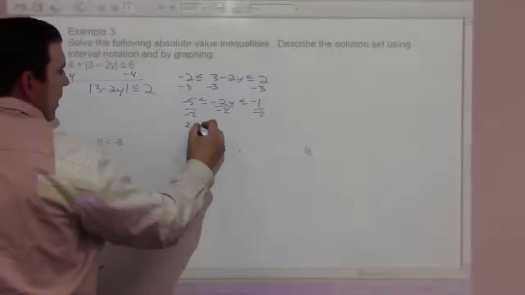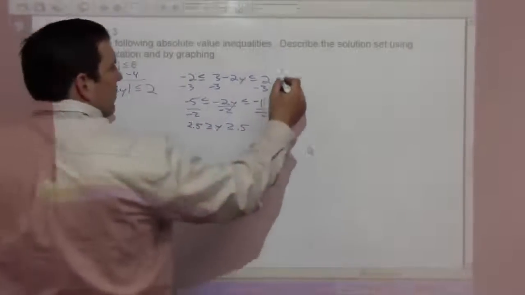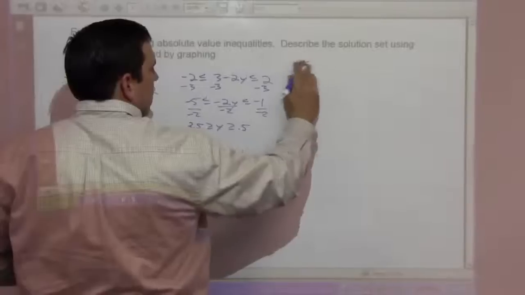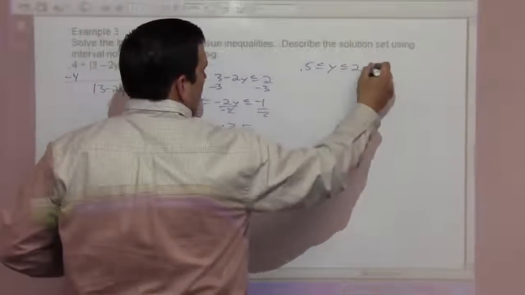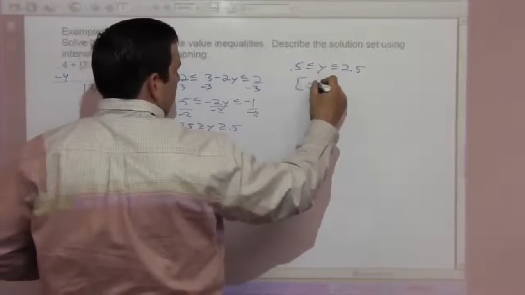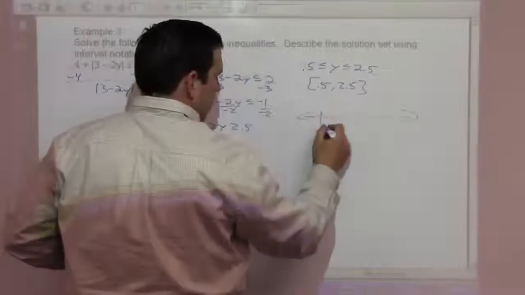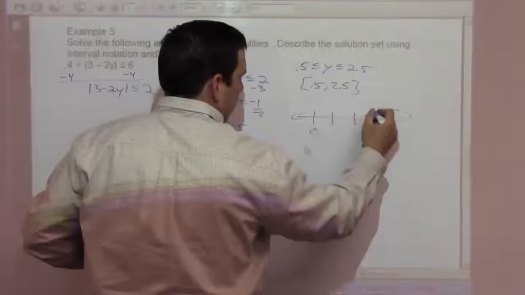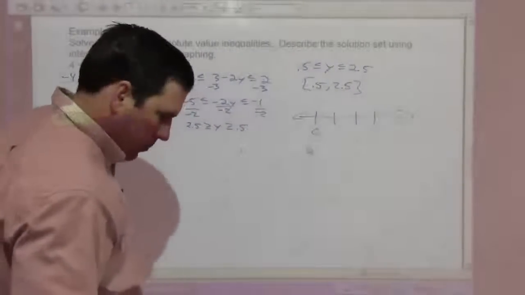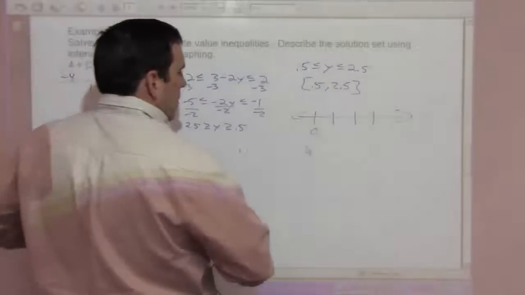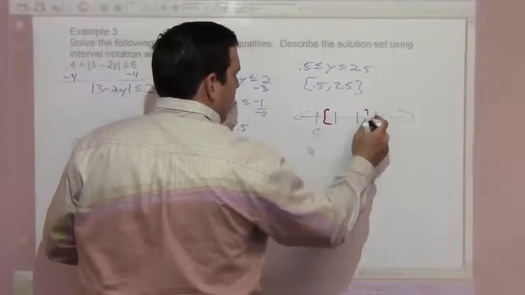So 2.5 is greater than or equal to y greater than or equal to 0.5. If I were to graph that, from 0.5 to 2.5.